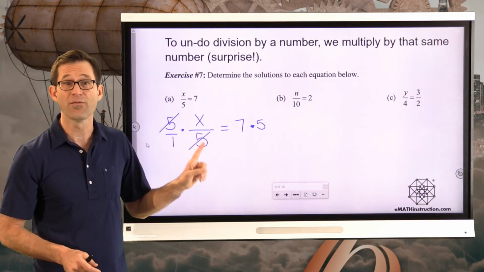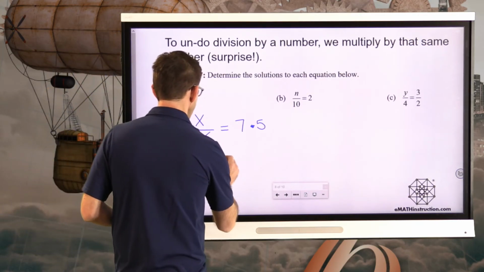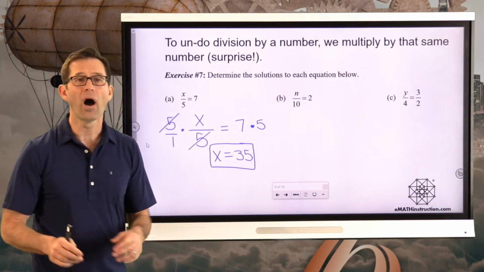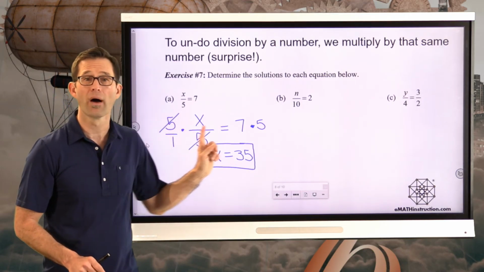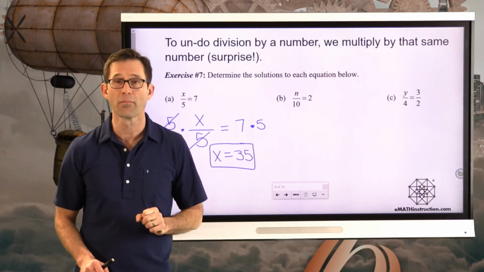I have x fifths times 5. Those 5s are going to cancel. I'm just going to be left with x. And then, of course, 7 times 5 is 35. So we undo division of a variable by a number by multiplying both sides of the equation, absolutely critical, by that number.